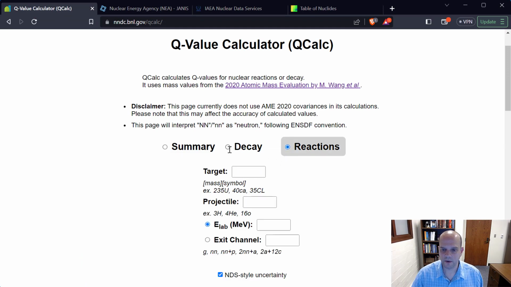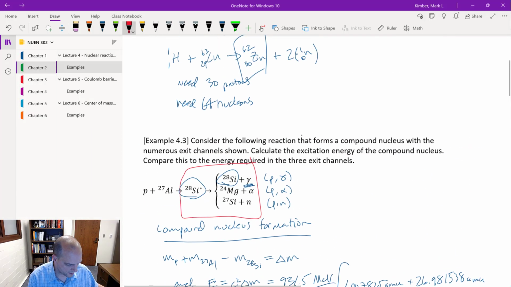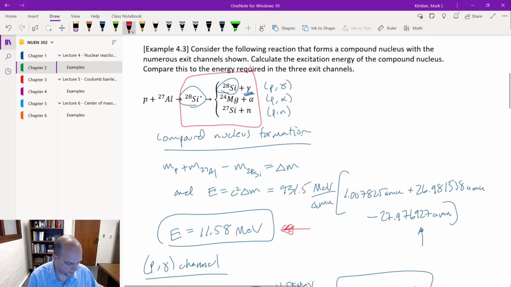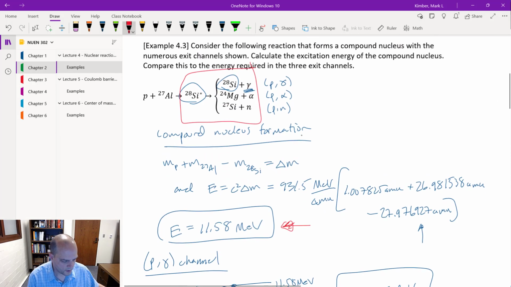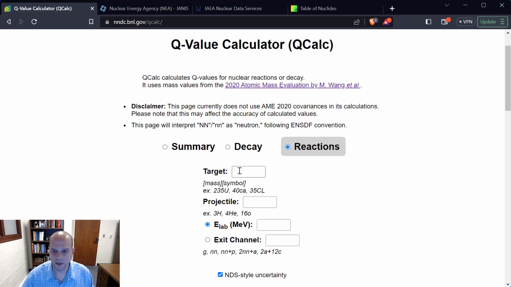But in this, if I click on the reactions button, let's go back to the early examples that we had here. In fact, let's do this one here. So in example 4.3, I've got a proton, that's my projectile, and the target is aluminum 27. So my target, 27 aluminum, and my projectile is a proton.